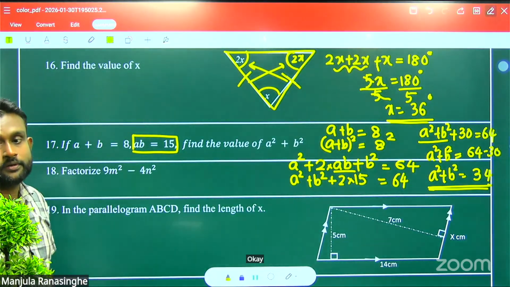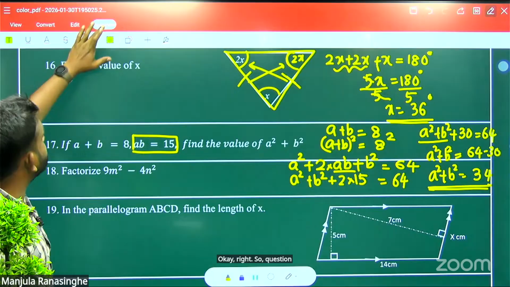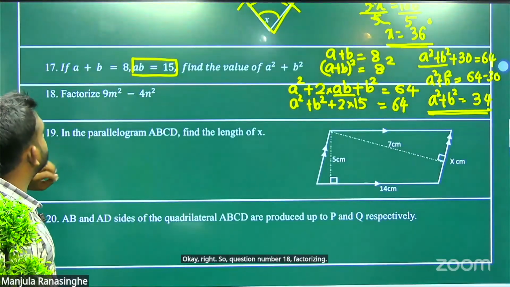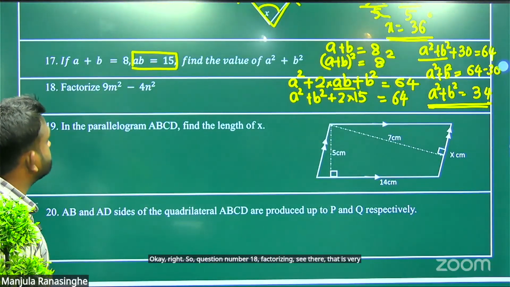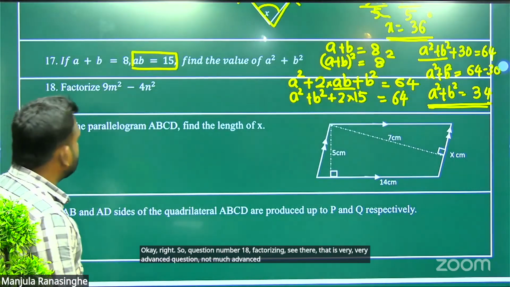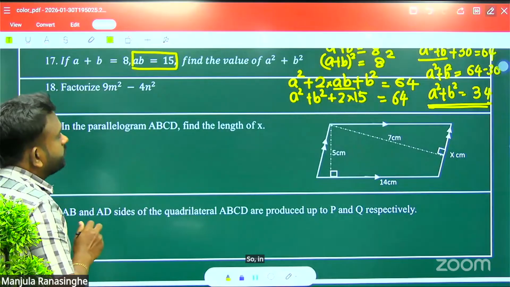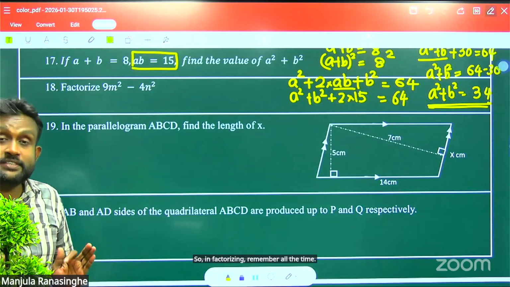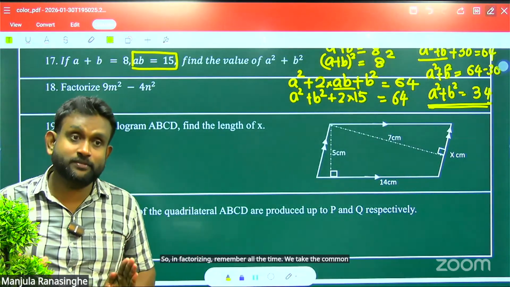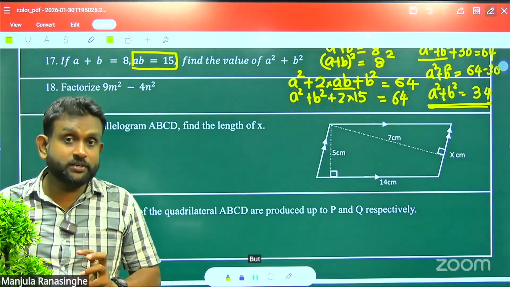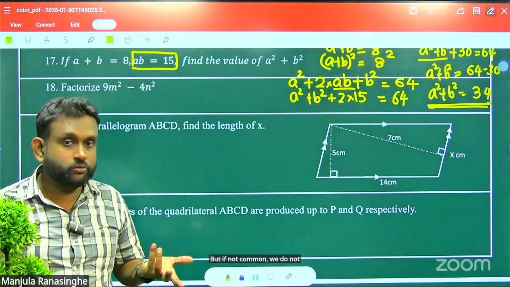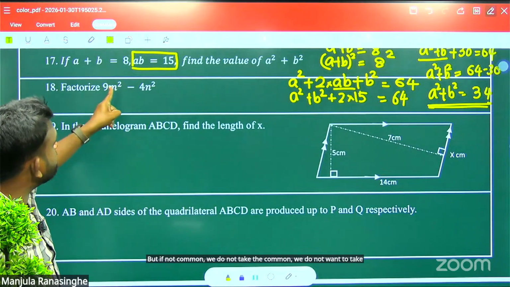Okay, right. So question number 18, factorizing. See, that is a very advanced question, not much advanced, but in the O-level paper it can appear, right? So in factorizing, remember all the time, we take the common factor if there is one. But if there is no common factor, we do not take it. Here you take the common factor.